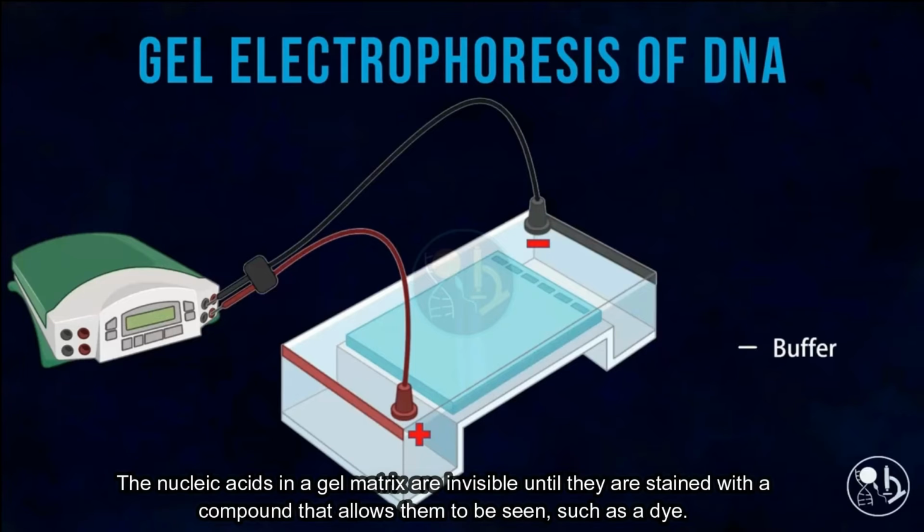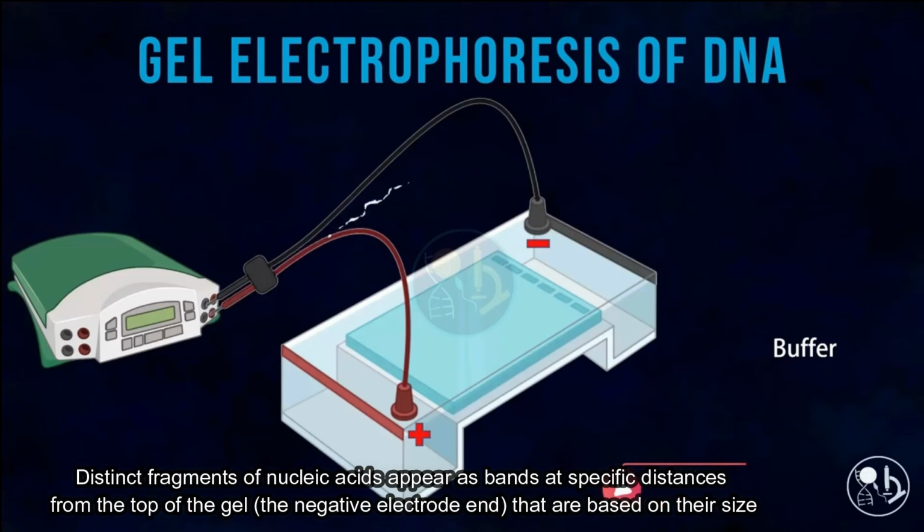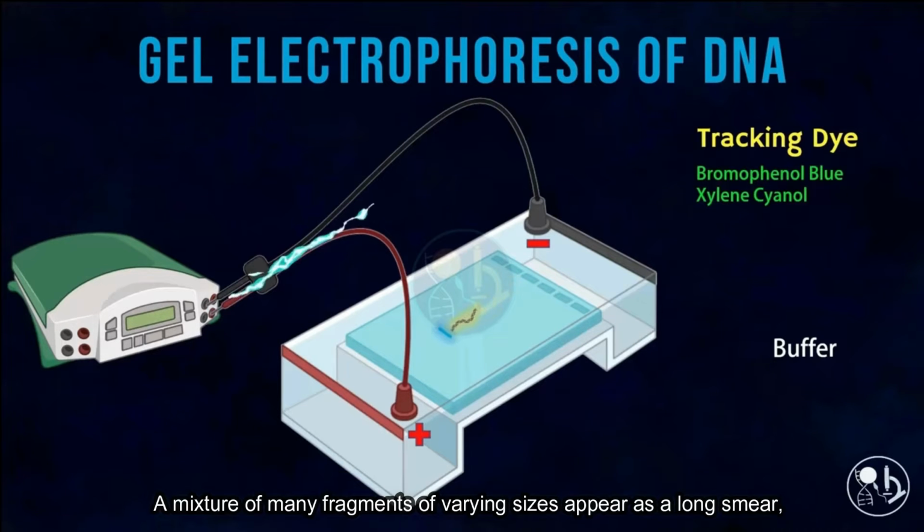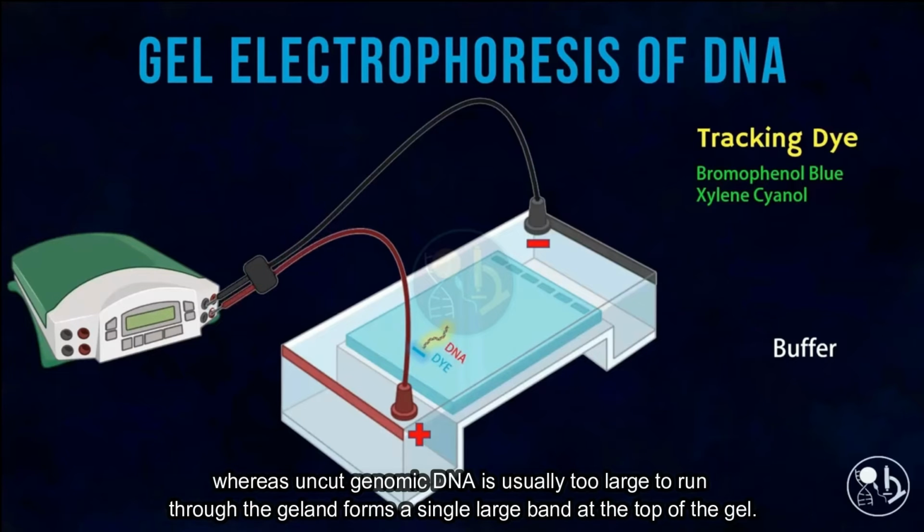The nucleic acids in a gel matrix are invisible until they are stained with a compound that allows them to be seen, such as a dye. Distinct fragments of nucleic acid will appear as bands at specific distances from the top of the gel, which is the negative electrode end, based on their size. A mixture of many fragments of varying sizes appears as a long smear, whereas uncut genomic DNA is usually too large to run through the gel and forms a single large band at the top of the gel.